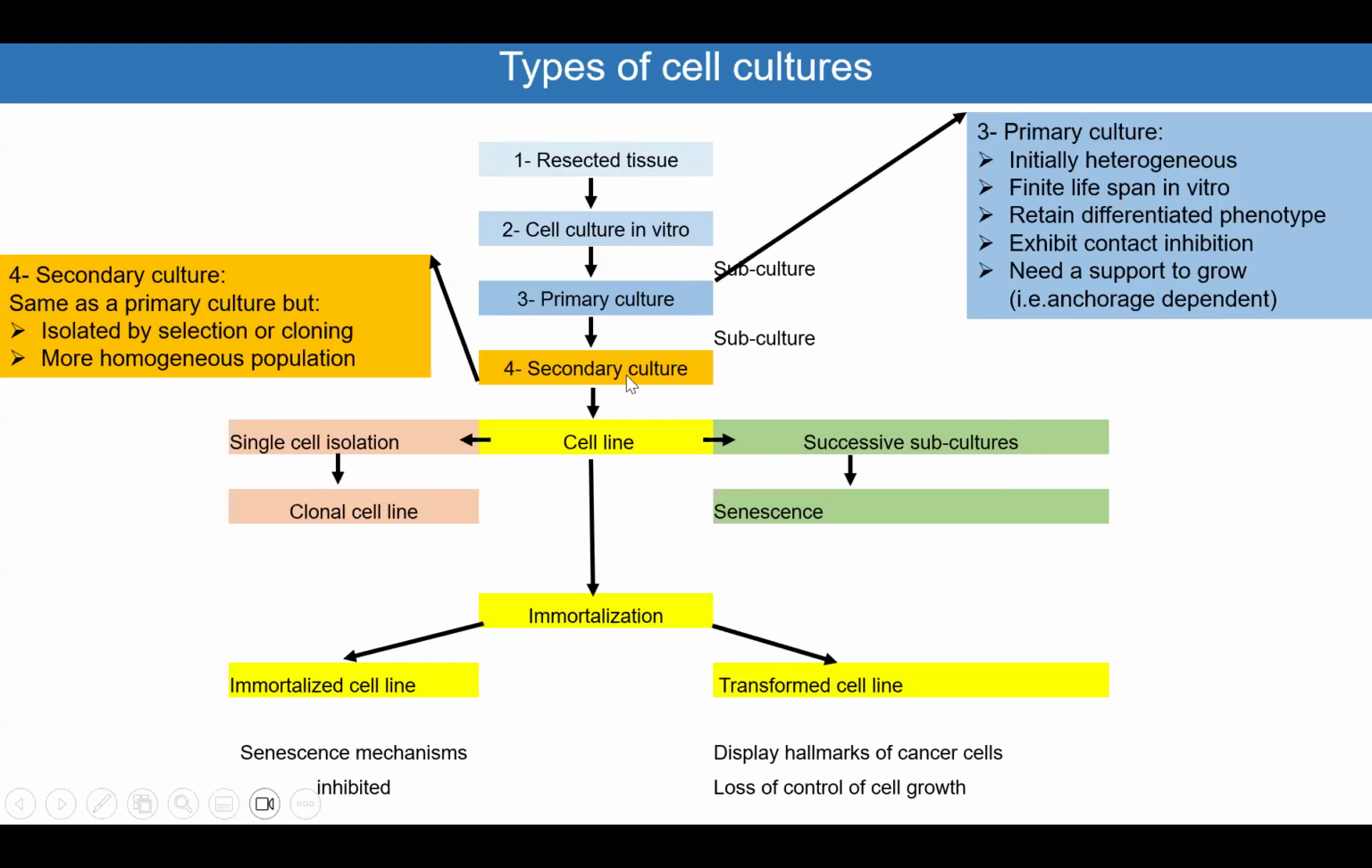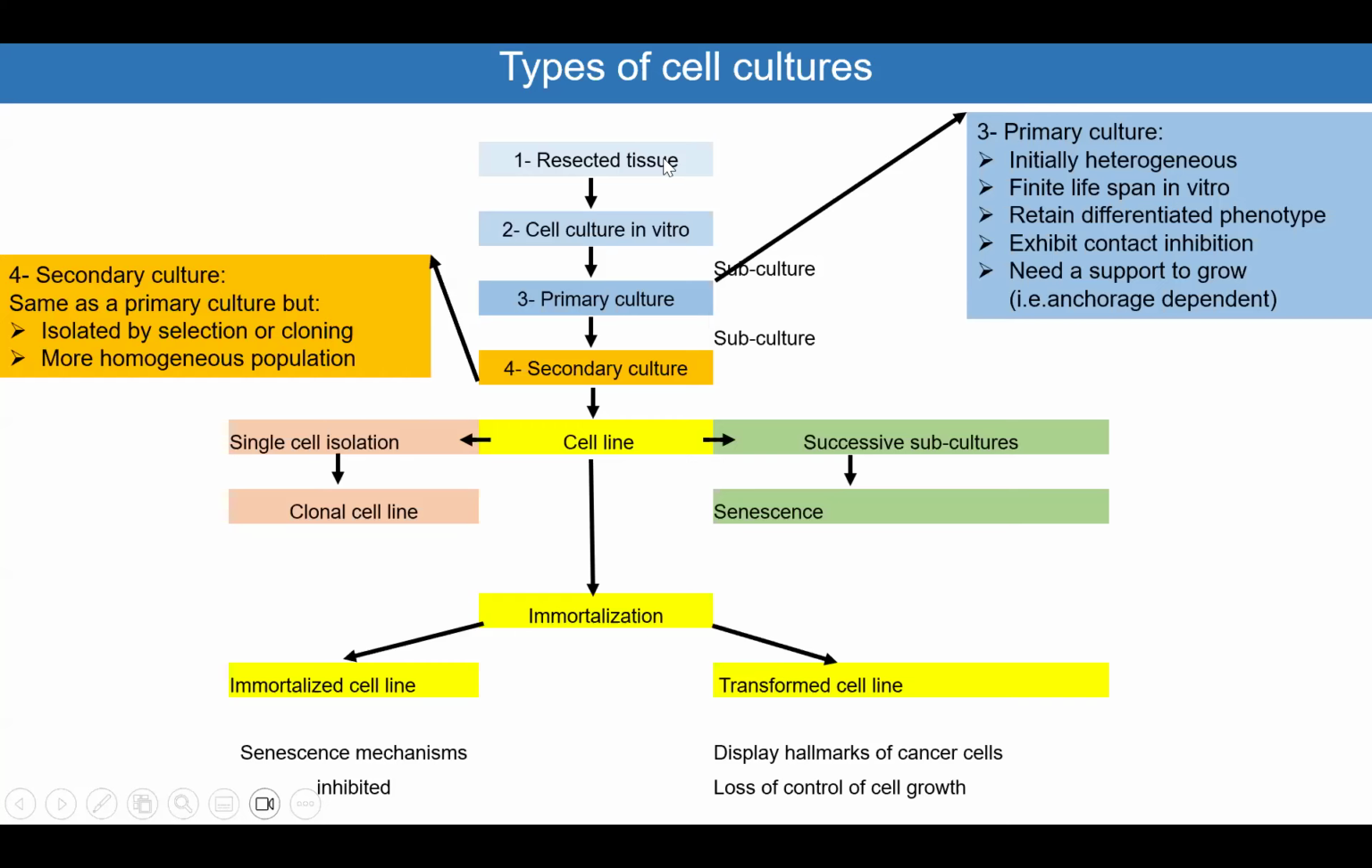Okay, now if you want to get a cell line, it is defined as a cell that is immortalized. Meaning this cell line is a cell that is able to divide for a long, long period of time. But let's first discuss what happens in the primary culture. What do we call a primary culture?